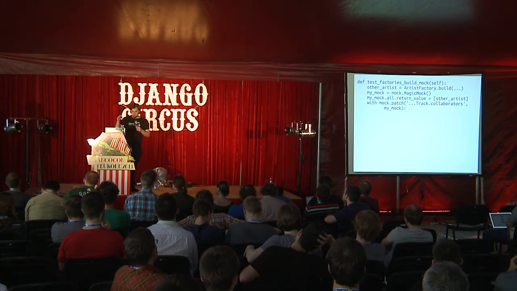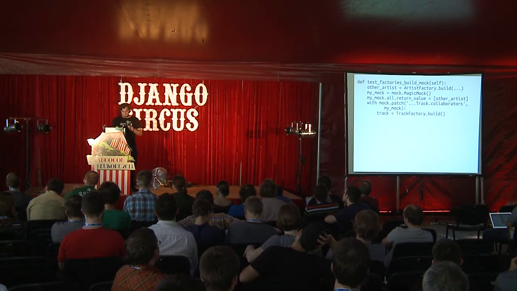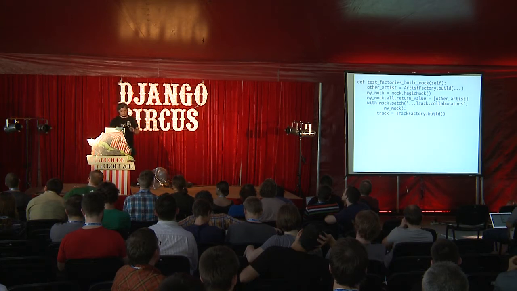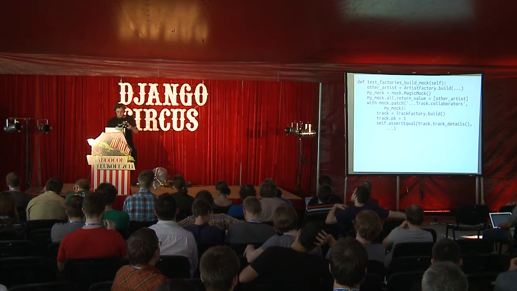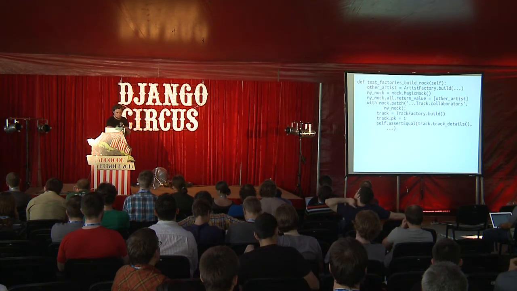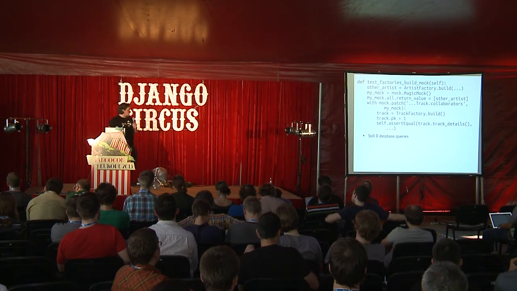So we have to patch the track class, and then inside that we can build the factory, and we have to know where we're building our track object so that we can patch it in the right place. And then we can assign the primary key so that we can access the many-to-many field afterwards, even though we're not actually hitting the database. And then we can assert that the details that we've got are what we want them to be. And this is still no database queries, so this is good progress.